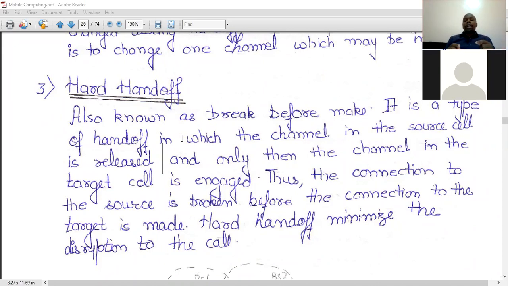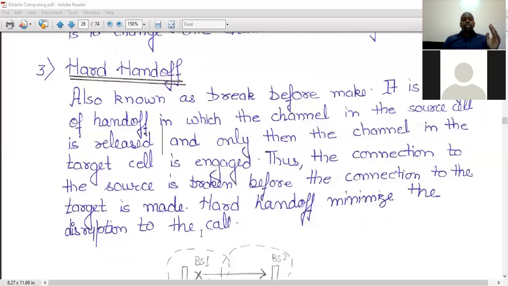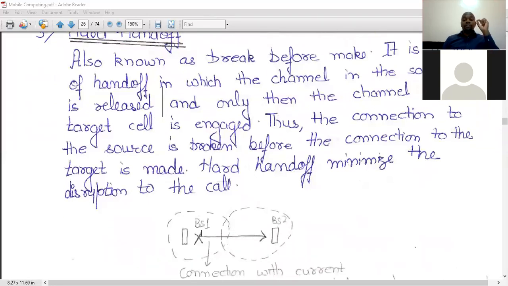So hard handoff is where we release one frequency first to join another frequency, and therefore the importance of that is that it is always an efficient handoff, because a frequency will always be free. If a frequency is free, we know that the call has been handed over to the control of another base station controller. So when a frequency is free, it is not a frequency that may be used again. It is completely free.